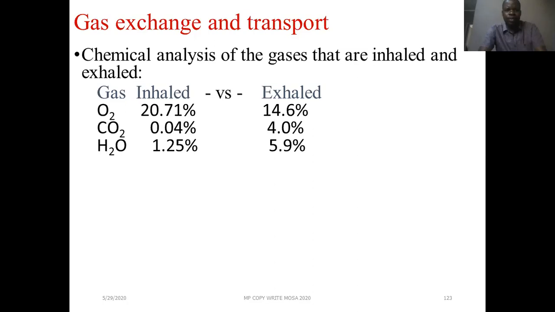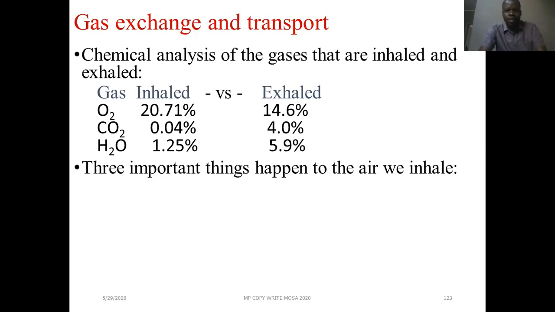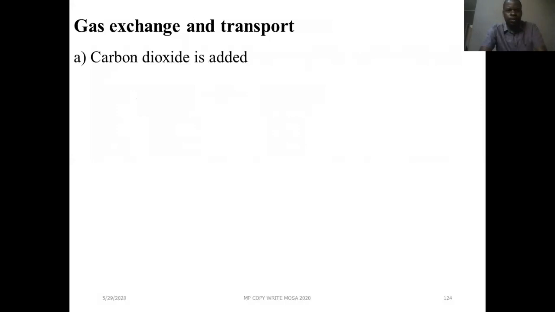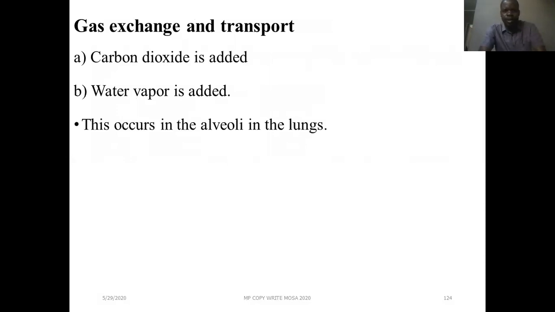When you breathe in, water is about 1.25%. When you breathe out, water is about 5.9%. Three important things happen to the air we inhale. Oxygen is removed, carbon dioxide is added and water vapor is added. This occurs in the alveoli in the lungs.